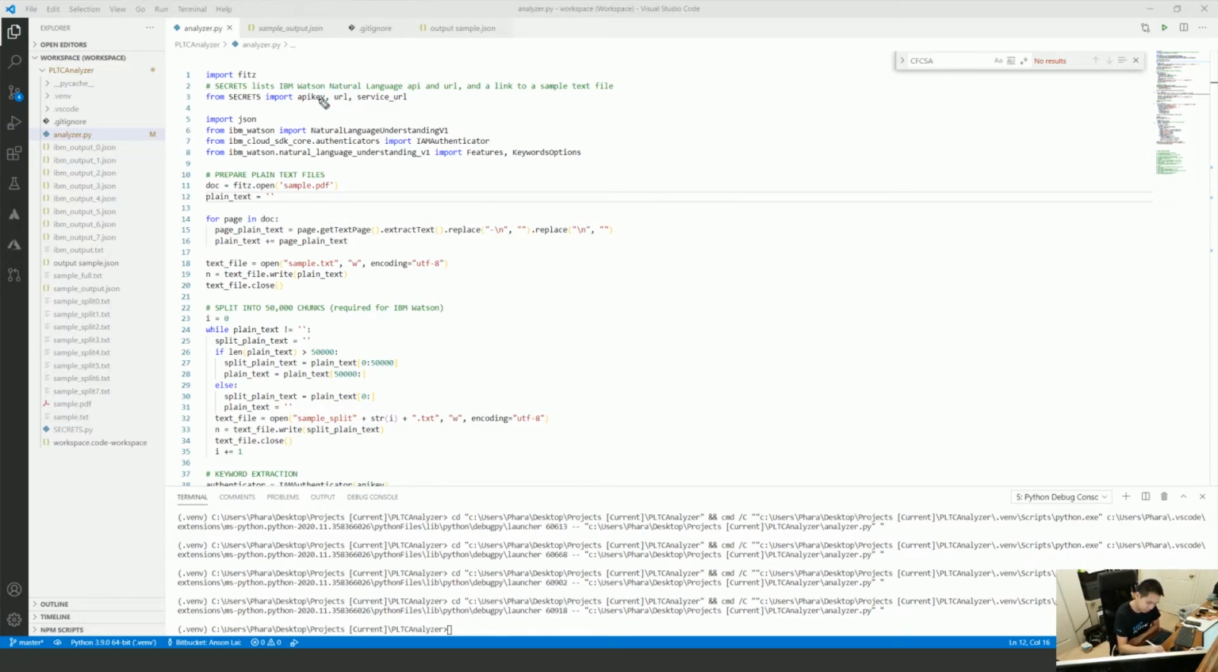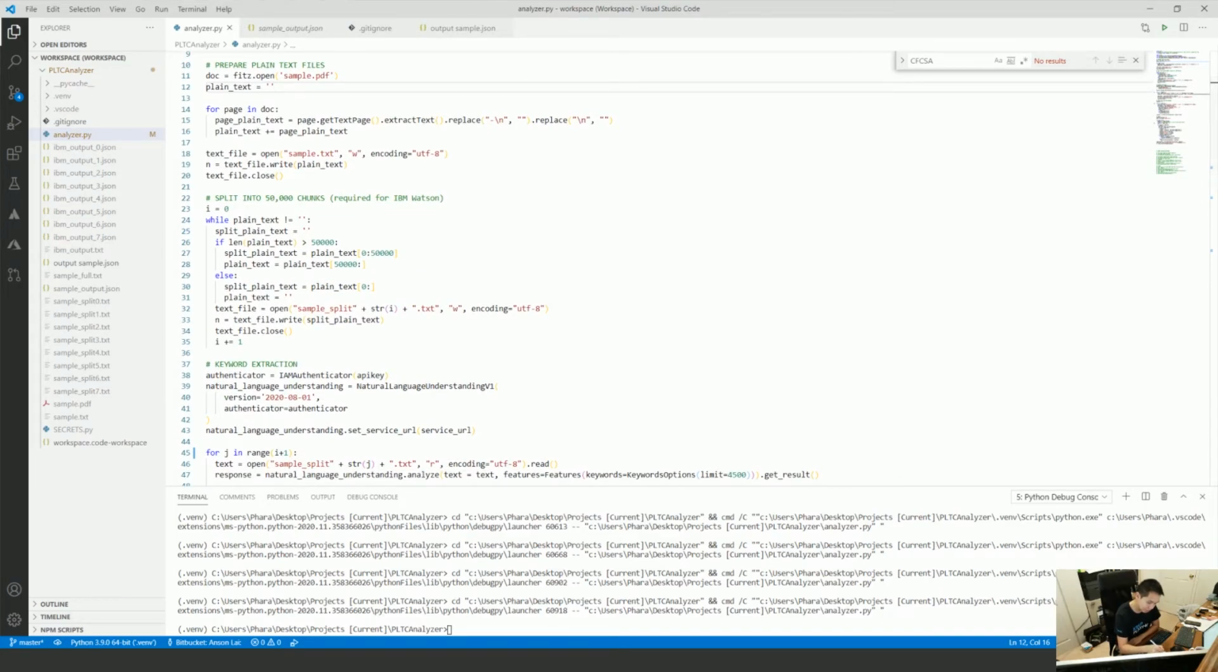Now, let's head down a bit. This is step one: prepare the text files. We use PyMuPDF. I don't know if that's how you pronounce it, but we open a PDF, and what we want to do is use this entire process to parse through it and get the plain text. PyMuPDF has a great function, which is just extract text. We go through each page in the document and extract the text one at a time.